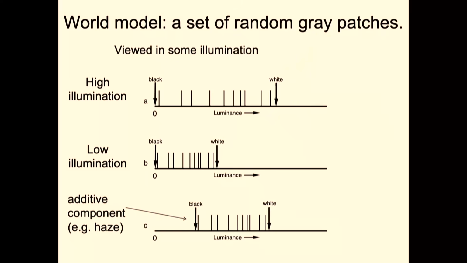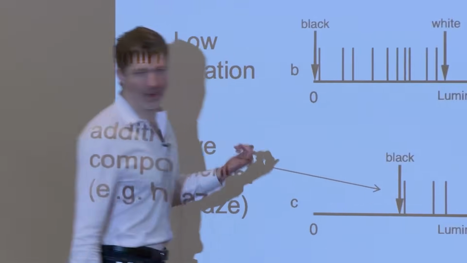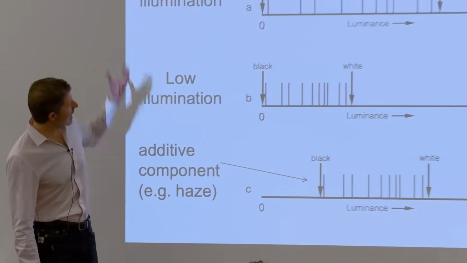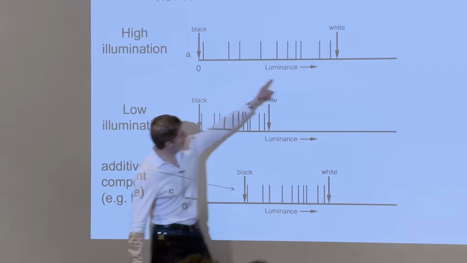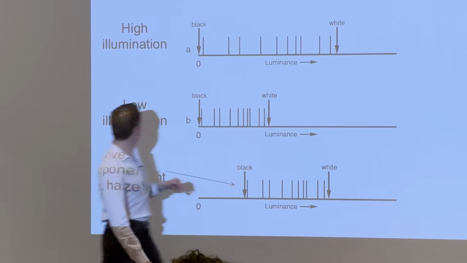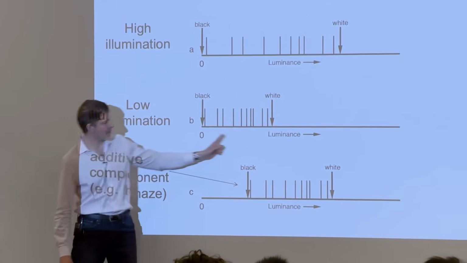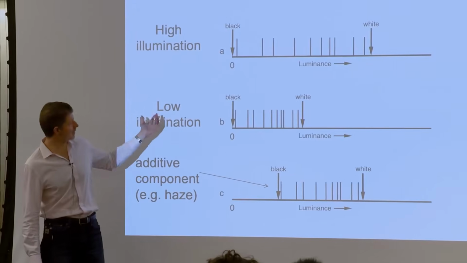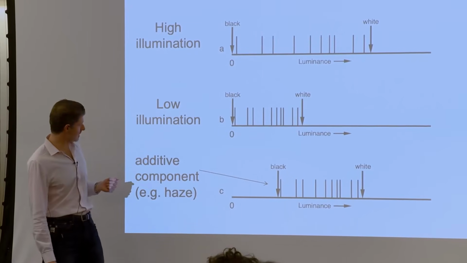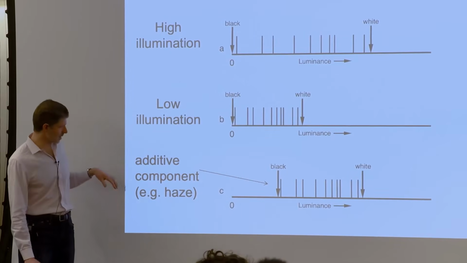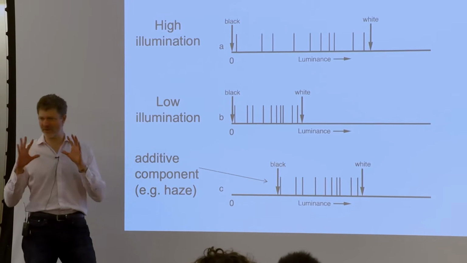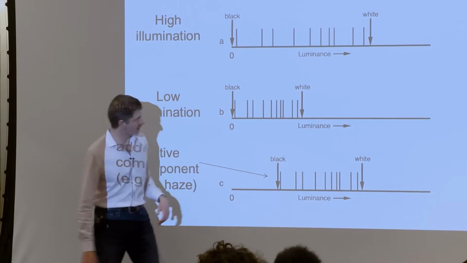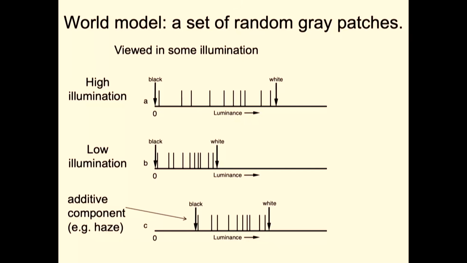So again, let's think about the world consisting of a set of random gray patches that are viewed in different illuminations. If we have some patches that can range from black to white in terms of reflectance, in high illumination, that would create a big range of luminance values from low to high. In lower illumination, that would create a smaller range of luminance values because you get smaller numbers that are multiplying the same reflectances. There are also some viewing conditions where there's an additive component, like if you're viewing something through fog, and then that causes everything to get shifted up. That's another interesting wrinkle.